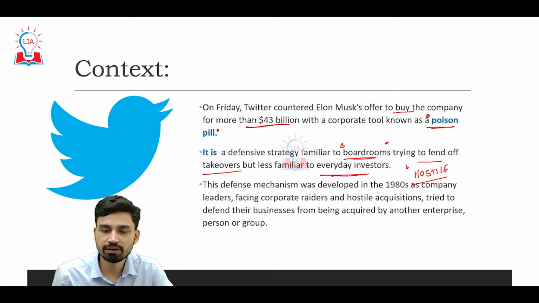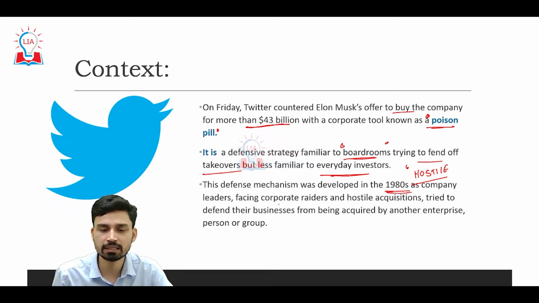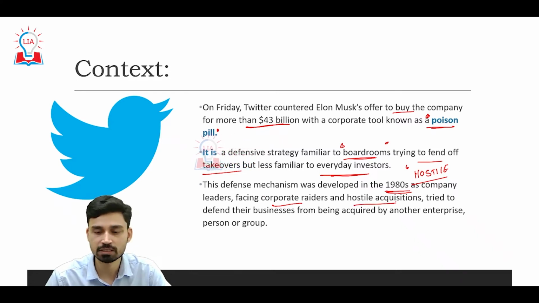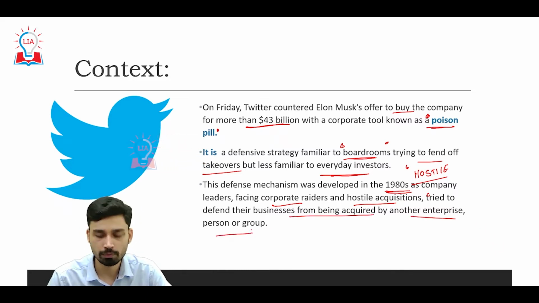This defense mechanism is believed to have developed somewhere in the 1980s, when company leaders were facing a lot of corporate raiders and hostile acquisitions, as discussed before, and they wanted to defend their businesses from being acquired by other enterprises, persons or groups.